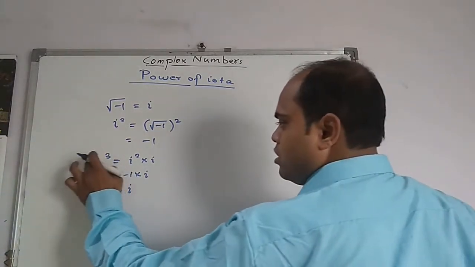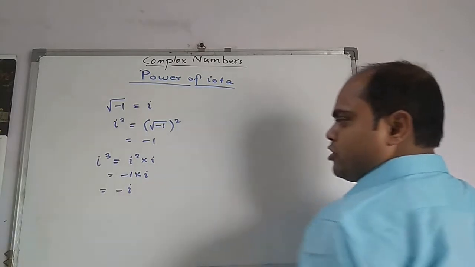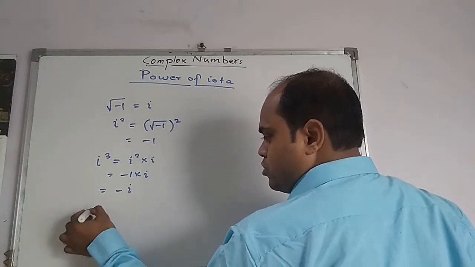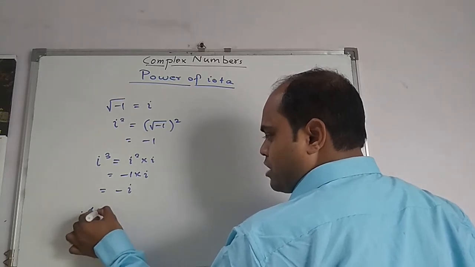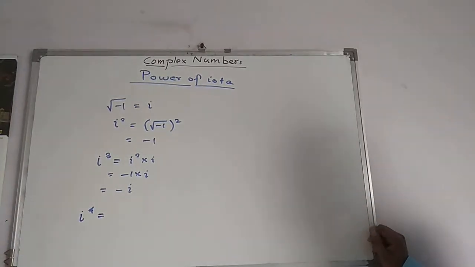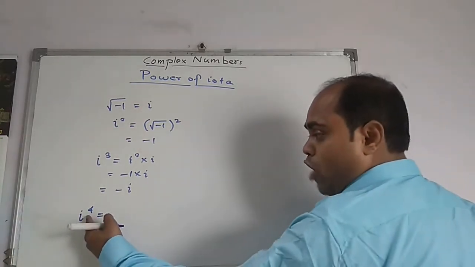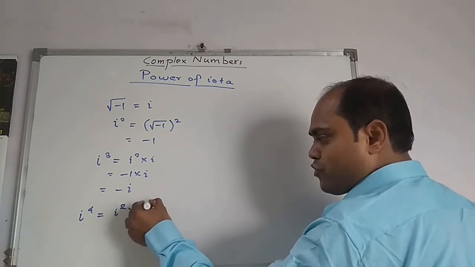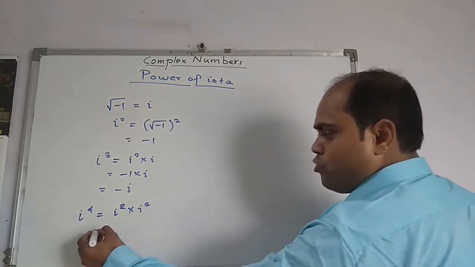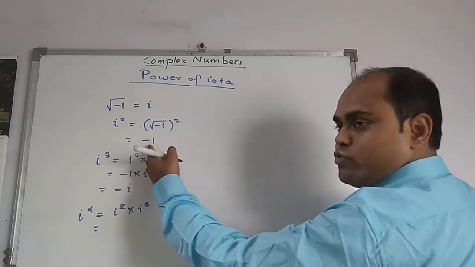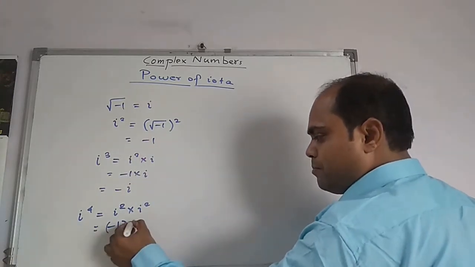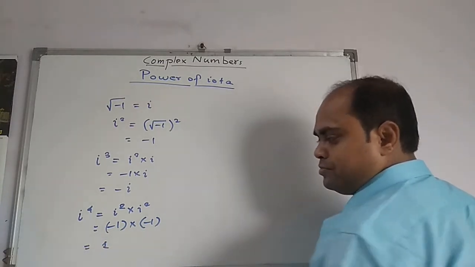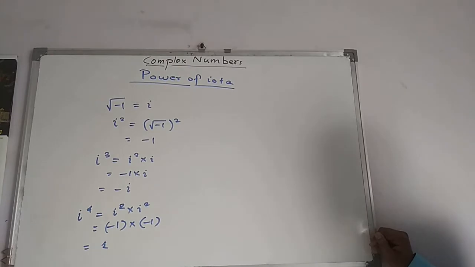So the value of iota cube is what? Minus iota. And suppose we have iota raised to 4. So what can we write? Iota raised to 4, we can write it as iota square multiplied by iota square. And iota square is what? Minus 1. So we have minus 1 multiplied by minus 1, which is equal to 1. Right? Any doubt?